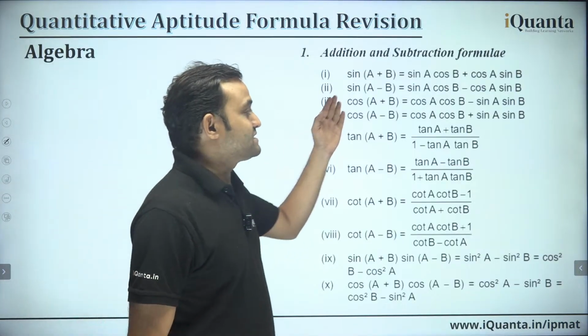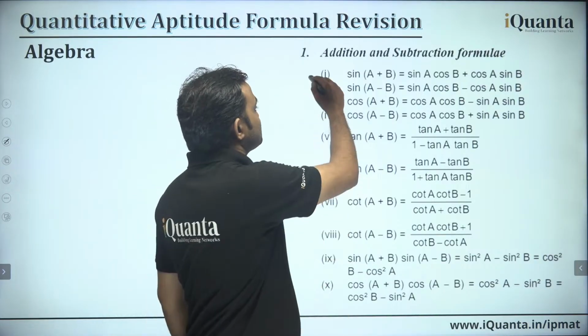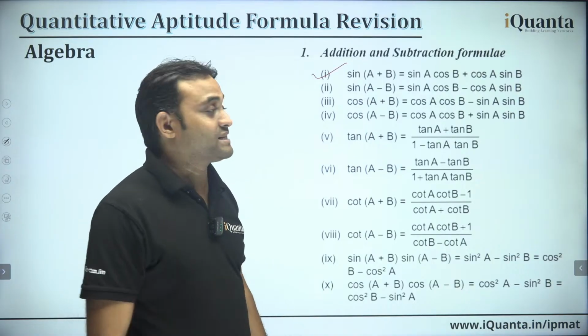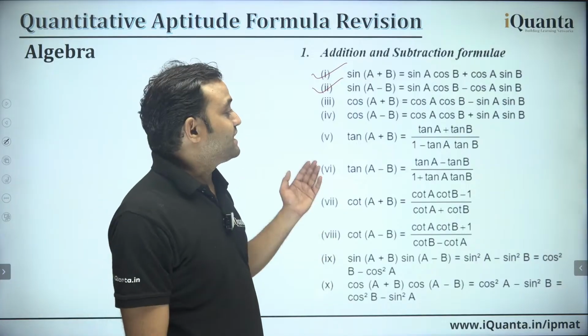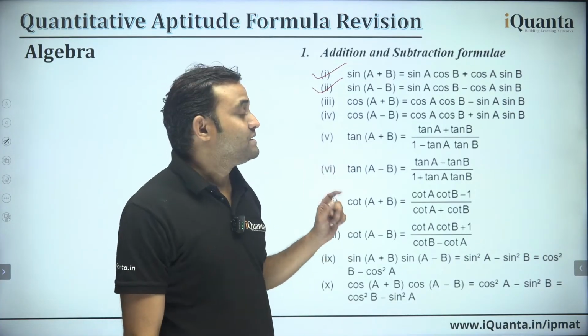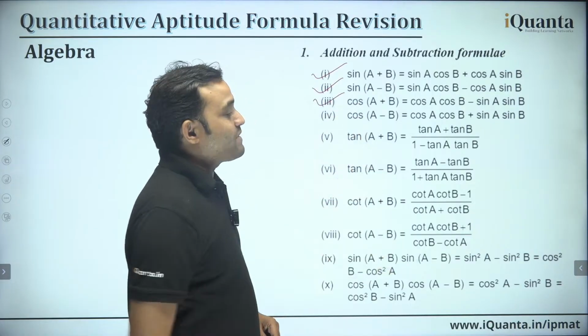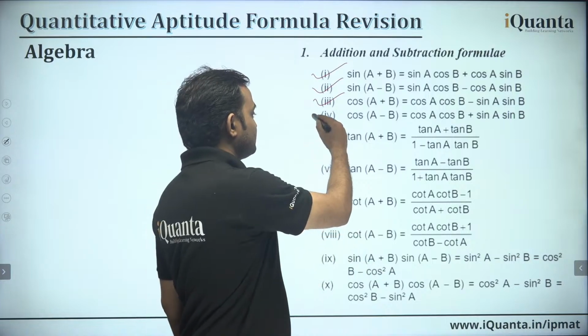Sin A plus B is sin A into cos B plus cos A into sin B. Sin A minus B is equal to sin A into cos B minus cos A into sin B. Cos A plus B is equal to cos A into cos B minus sin A into sin B. Then cos A minus B is cos A into cos B plus sin A into sin B.